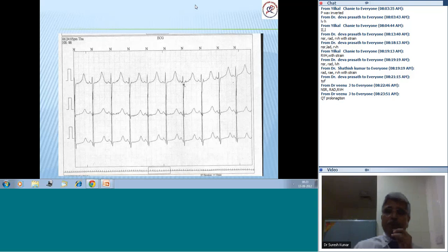You can see that the QT practically occupies the whole of the RR interval. As the rule of thumb, you would look at the QT interval in relation to the RR interval, and if it is more than half the RR interval, the QT is likely to be prolonged. But here, the QT is practically the whole of the RR interval, and that is prolonged QT.